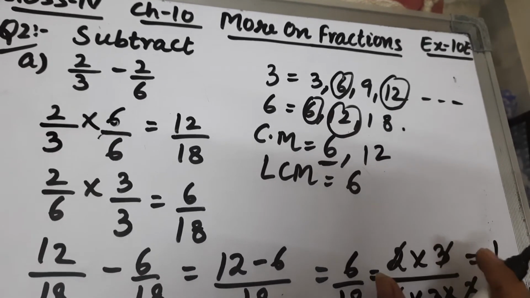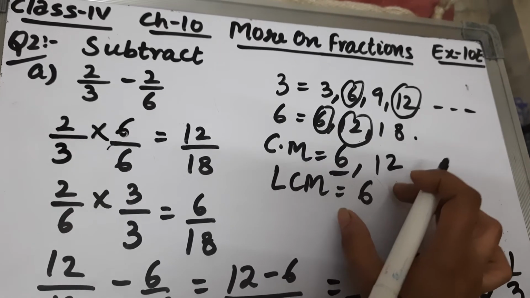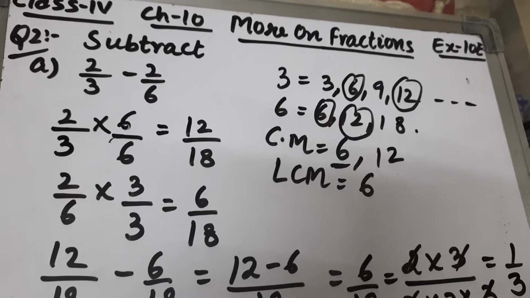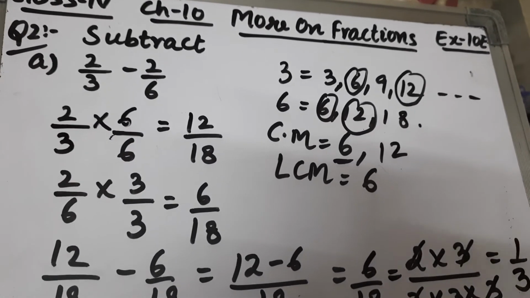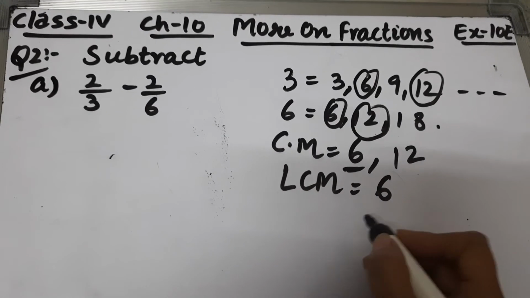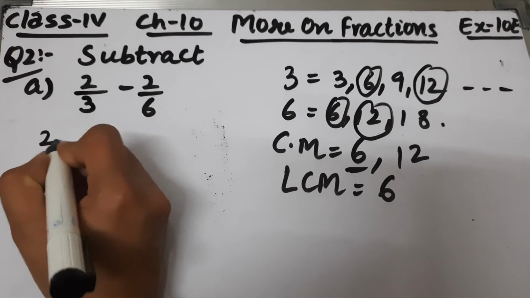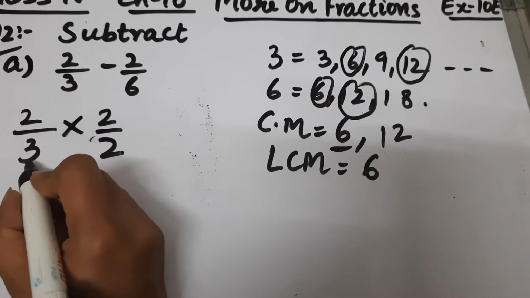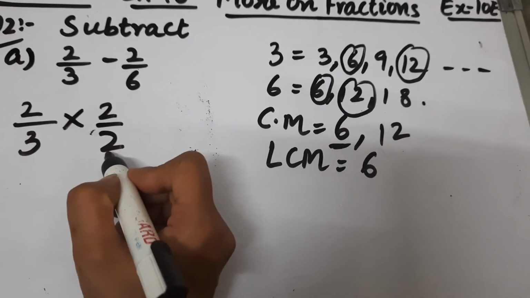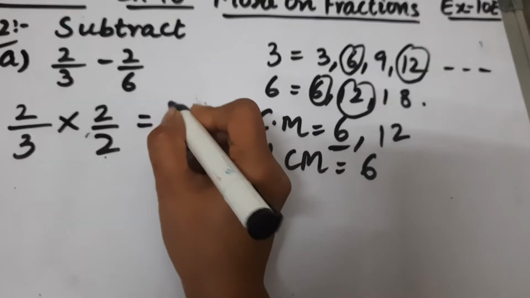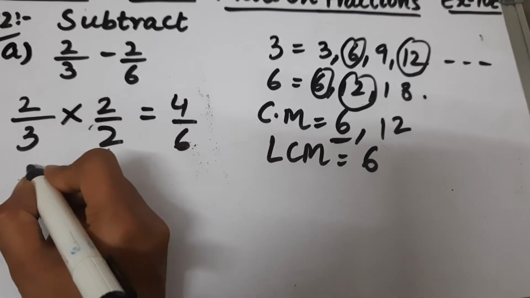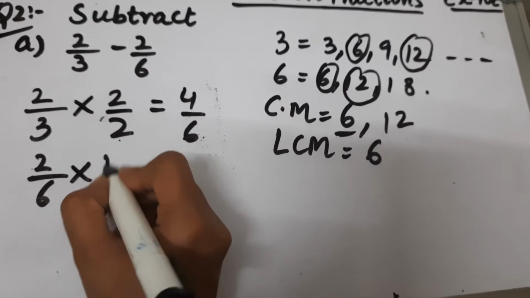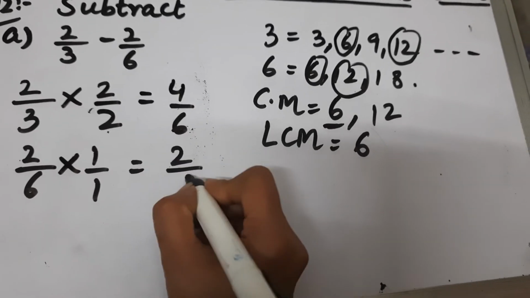Now what we do, we make the denominator of both the fractions 6. This is the second method to solve the question. LCM is 6. We will make the denominator of both the fractions 6. So I'll multiply the numerator and denominator of the first fraction by 2. So this will be 4/6 and this is already 6, so we will multiply it by 1.